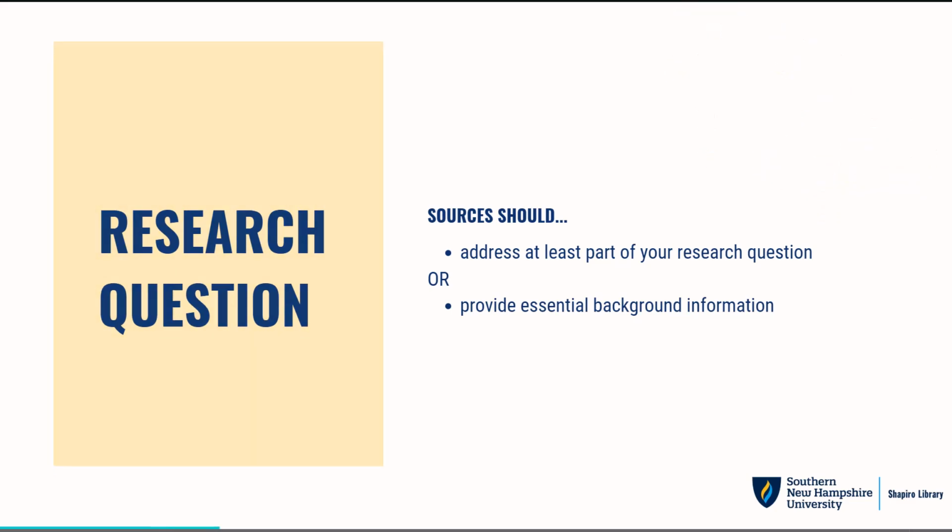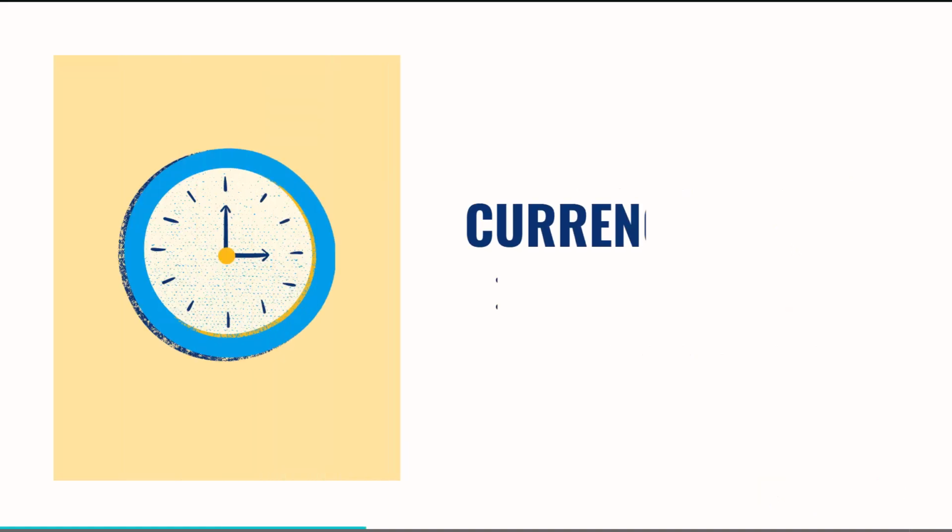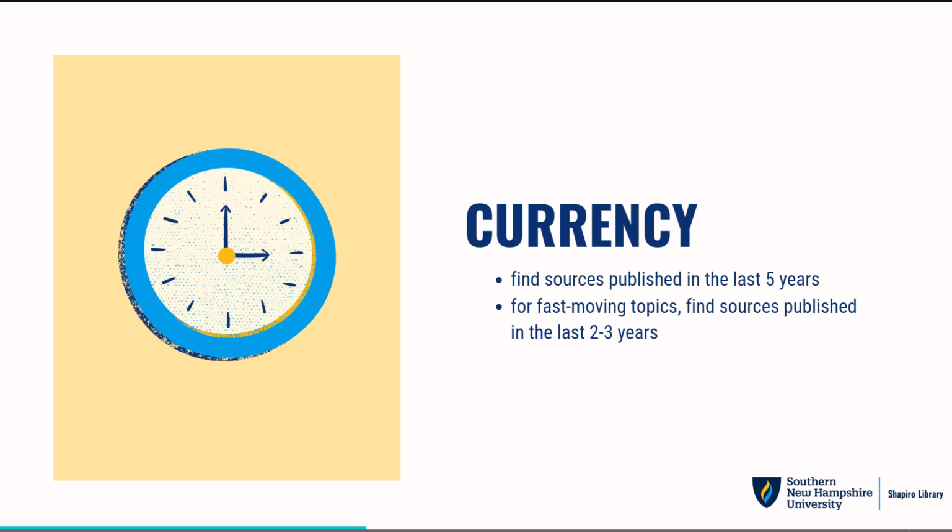Next, you'll want to think about scope. Finding sources within the scope of your research question means identifying sources that appropriately cover your topic without being too broad or too narrow. You also want to think about currency. Ideally, you want sources that are from the last 5 years, or if you're researching a topic with frequent scientific updates, the last 2 to 3 years. Out-of-date information is not relevant to your topic.